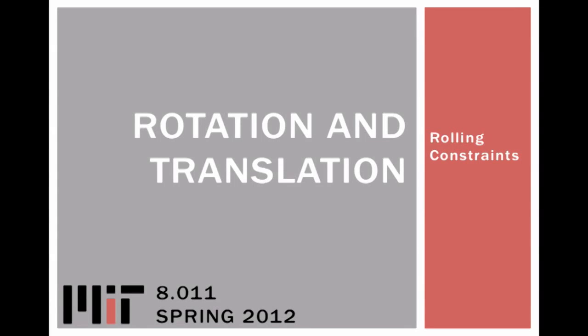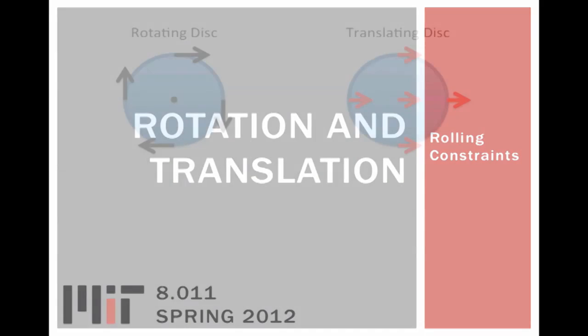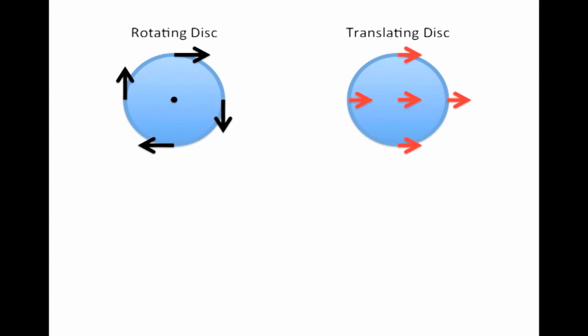We're going to talk about what happens when something is rotating and translating at the same time. Here you can see the same disk in two different situations.